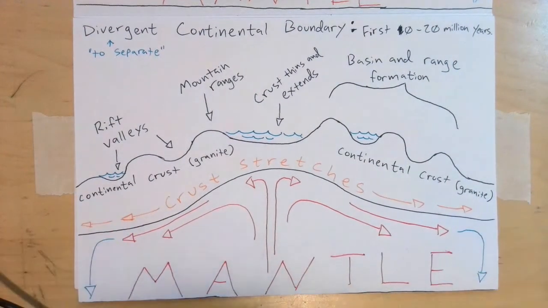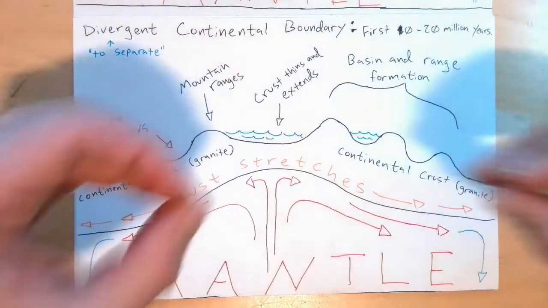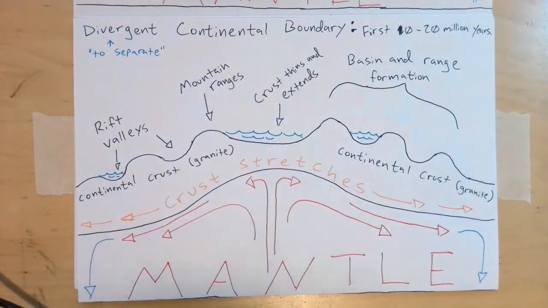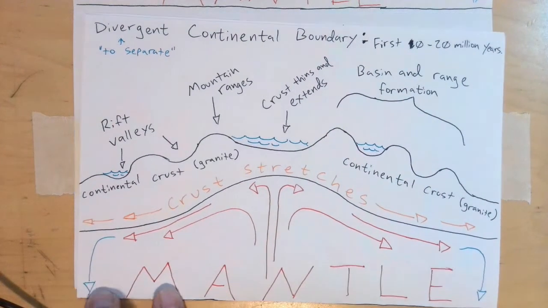If this process continues, gradually it will cause the continent to stretch out like silly putty until eventually the continent snaps in half. And I want to show what happens with that process. What happens if the divergence continues?